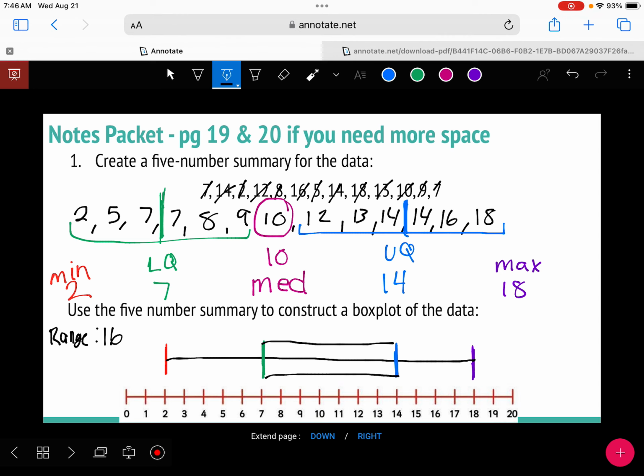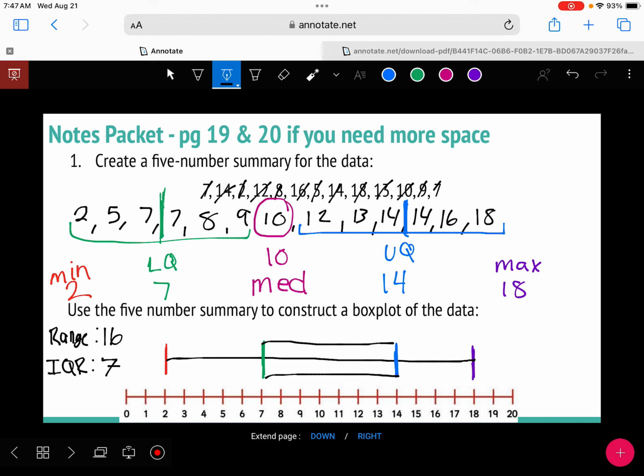The difference between my lower quartile and my upper quartile is also known as the width of the box. It's my interquartile range, is how wide the box is. What is my interquartile range here? My box is 7 spaces long. The box on this one is 7 spaces long.